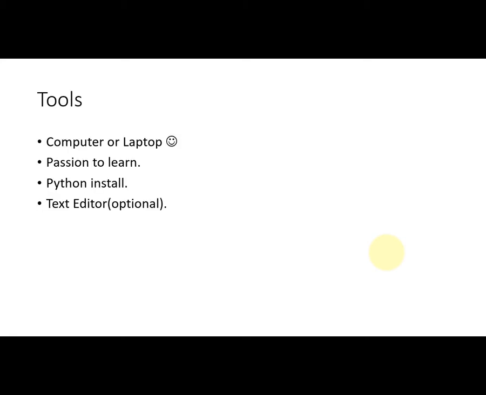First, we will discuss the tools and requirements needed to write your first program with the Python programming language. The first requirement is that you need to have a computer or a laptop. I think while you are watching me now, you have at least a computer or a laptop, so let's skip this. Another requirement is that you need to have passion to learn how to program with Python. And the third requirement is the Python installation process.